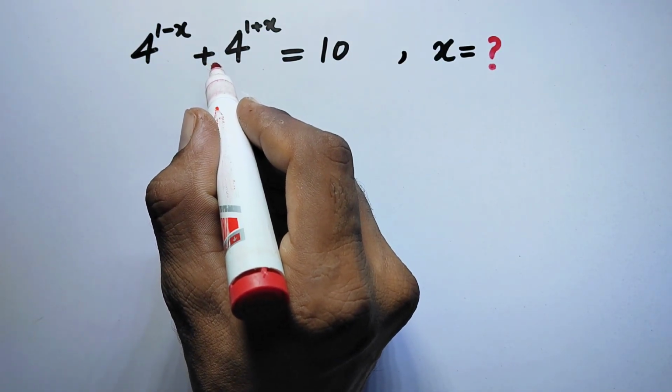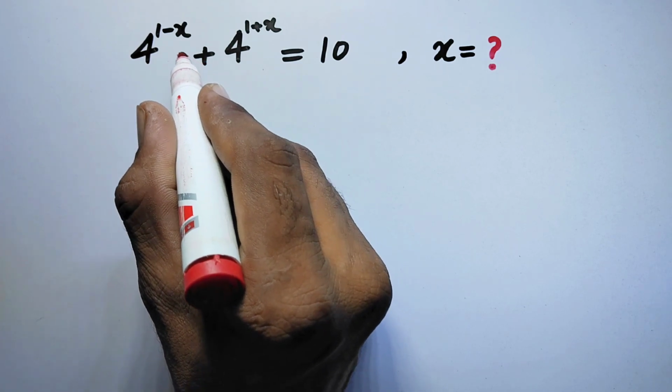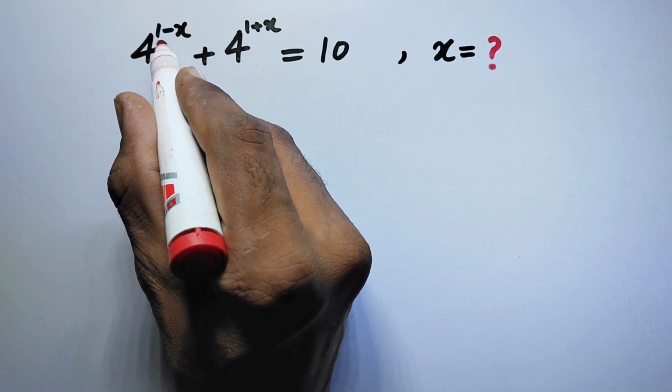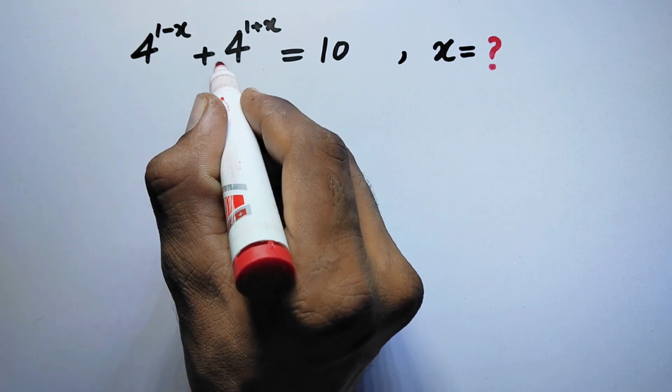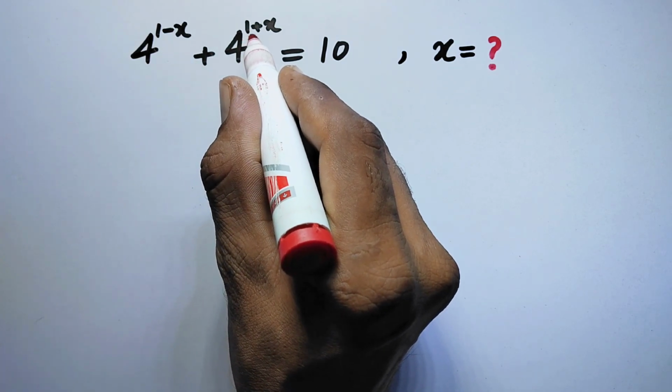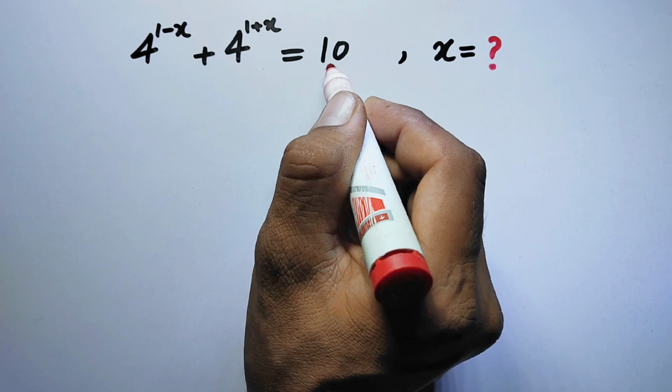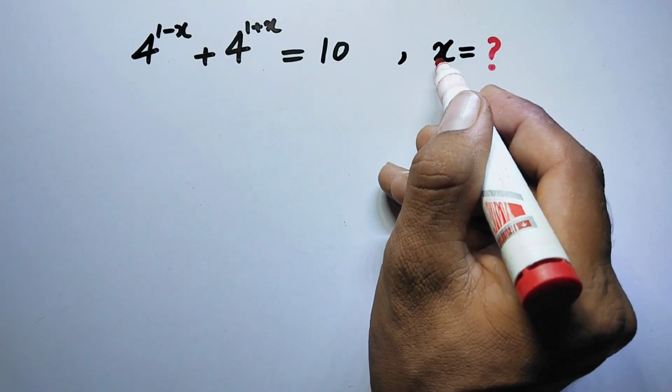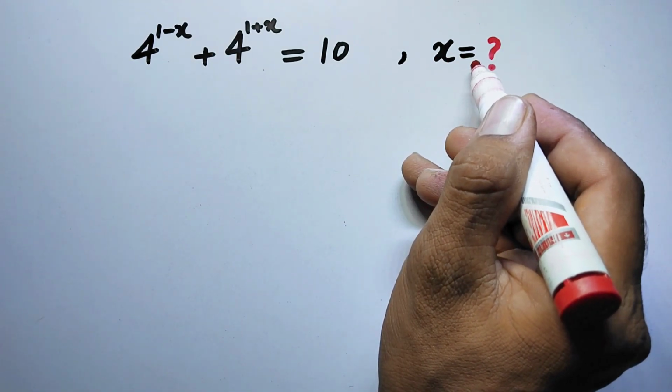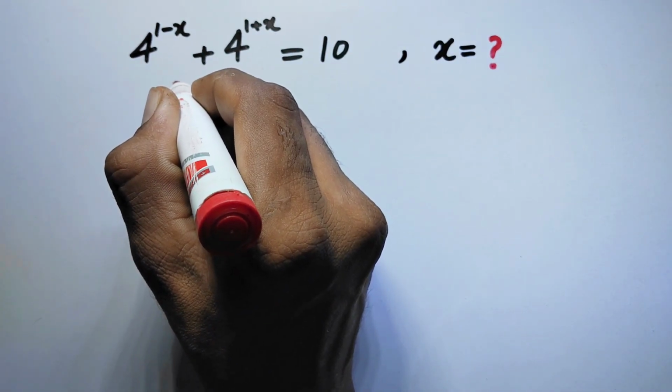Today we have to solve this exponential equation: 4 raised to power 1 minus x plus 4 raised to power 1 plus x is equal to 10, and we have to find the value of x. So let us see the solution.